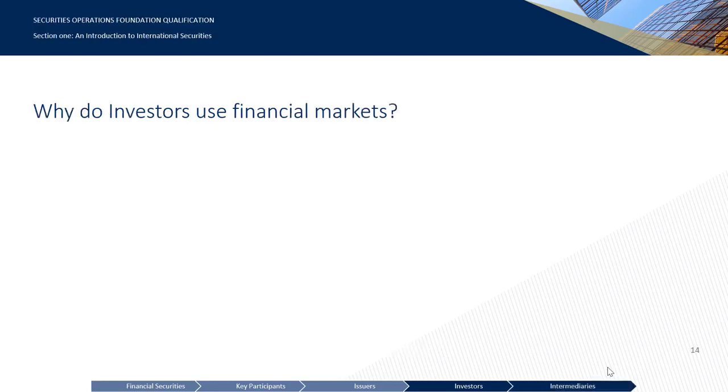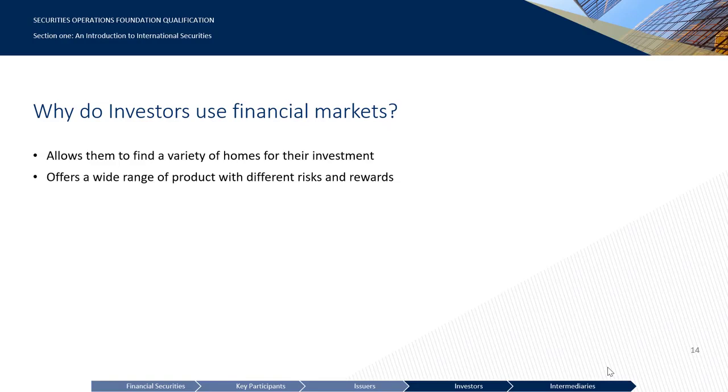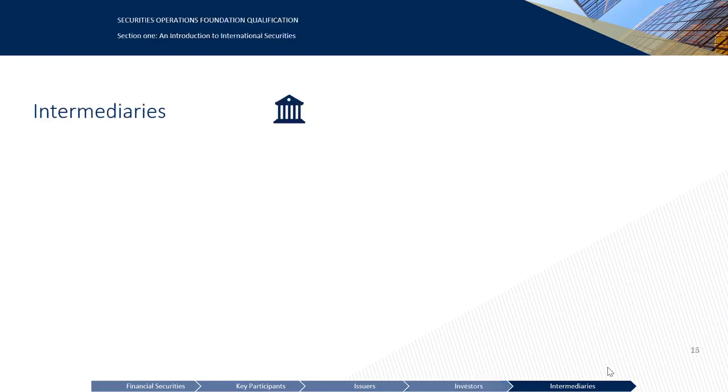Of course, we need to ask why investors use financial markets, and the biggest reason is variety. Think about the different issuers we've identified, and we start to get a sense of the variety of homes for their money. We also have a wide range of products, all with different risks and returns. So from this, we can see how they can build up diversified portfolios.